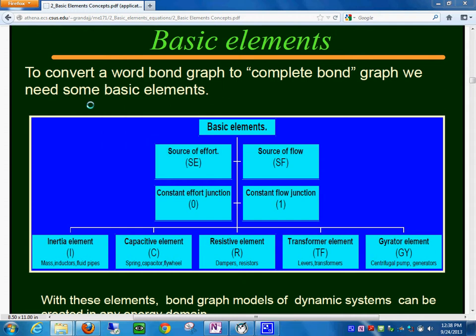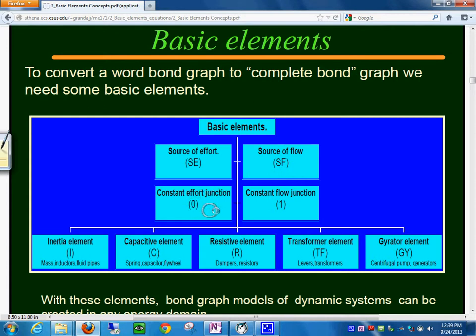Okay, we are seeing this diagram where we list 9 elements, as you see, that we are going to need to model systems. In this case, you see at the top two sources here. This is a source of effort and a source of flow with the symbol SE and SF.